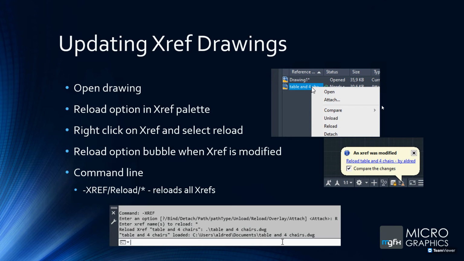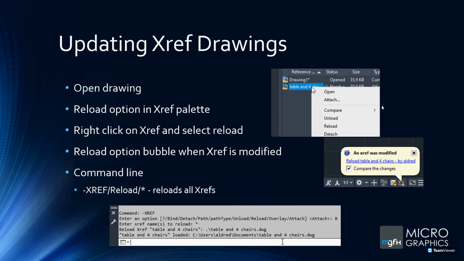Okay, so just updating Xref drawings. When you open up a drawing, if it's been changed, it will automatically ask you, would you like to update your Xref? So if someone else changed the Xref, when you open up your drawing, it'll update it. Then you've also got the reload option in your Xref palette. You click on one of the Xrefs, right click and reload.